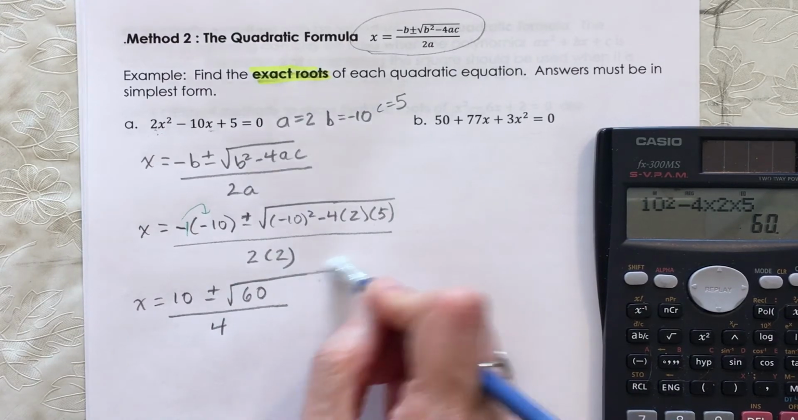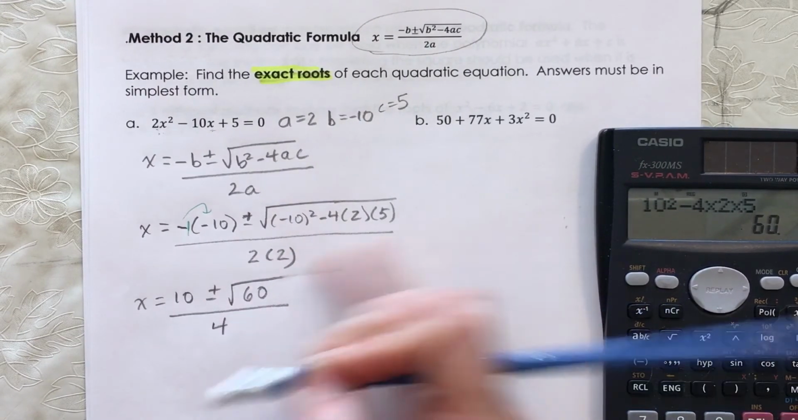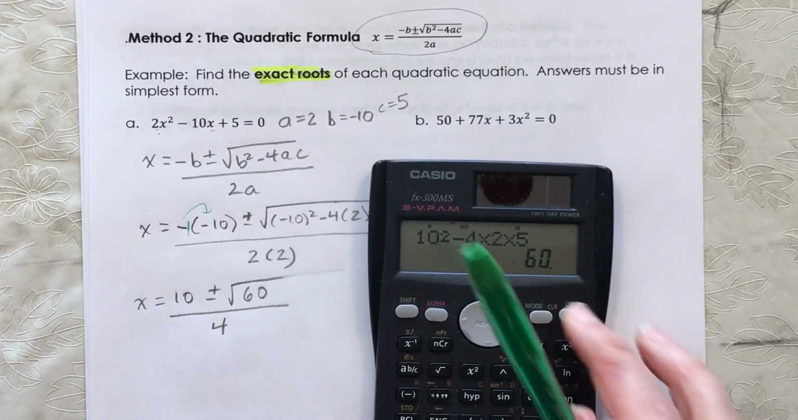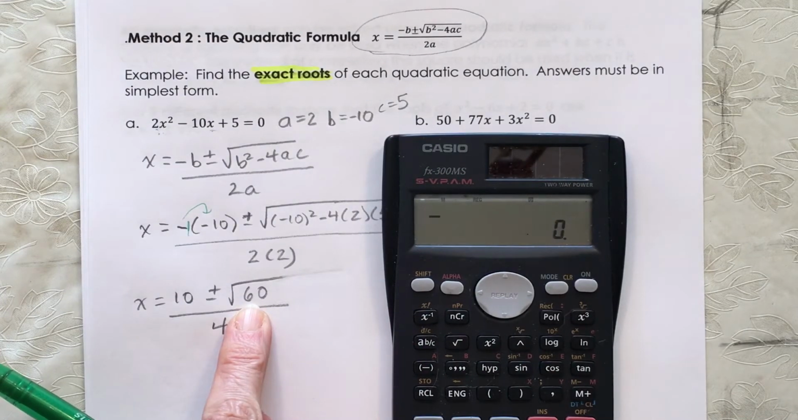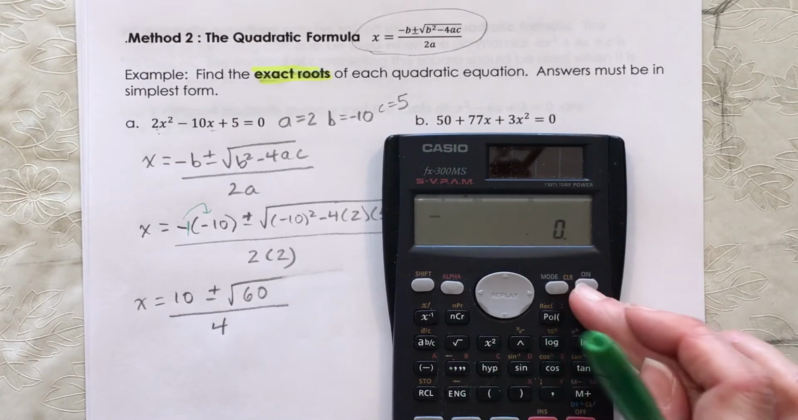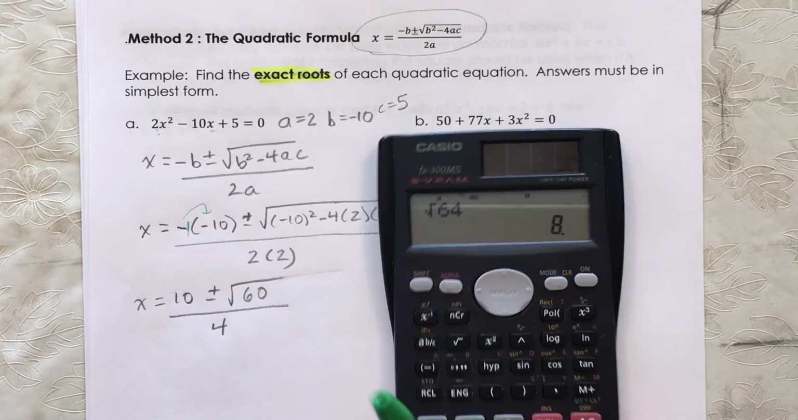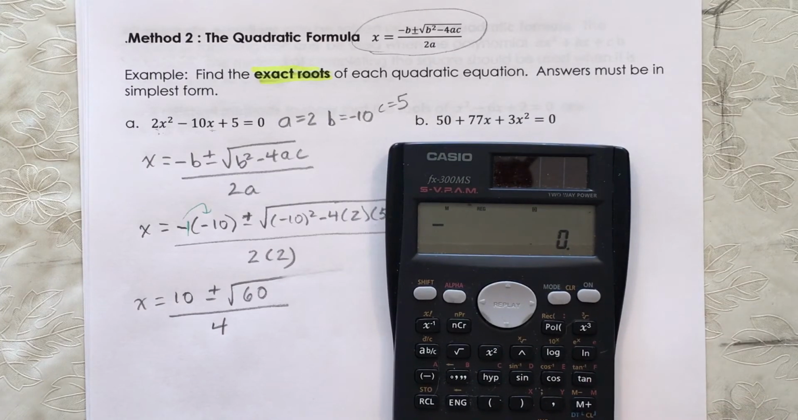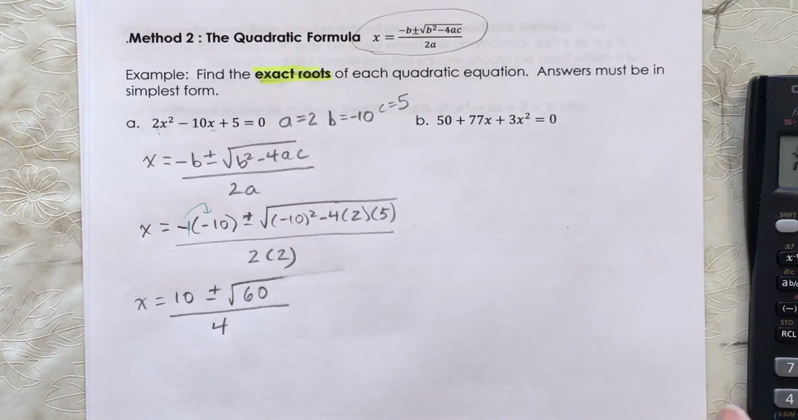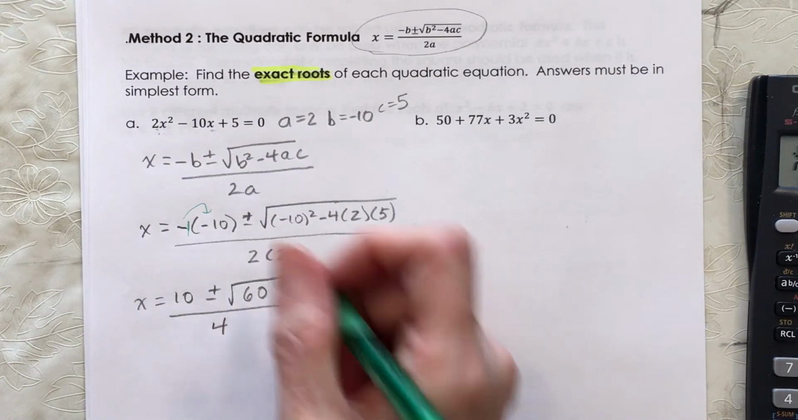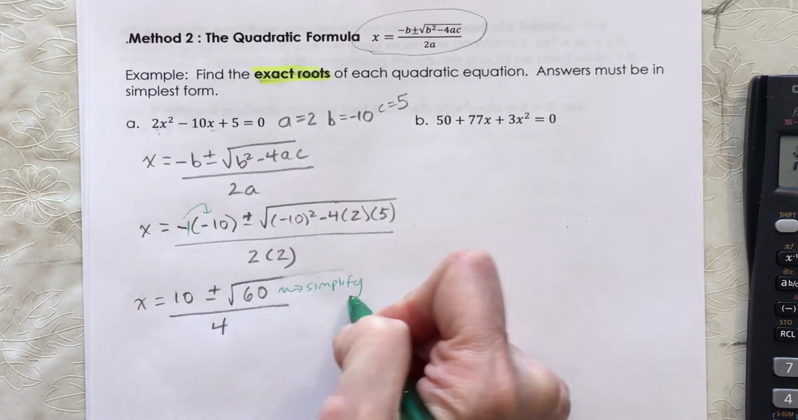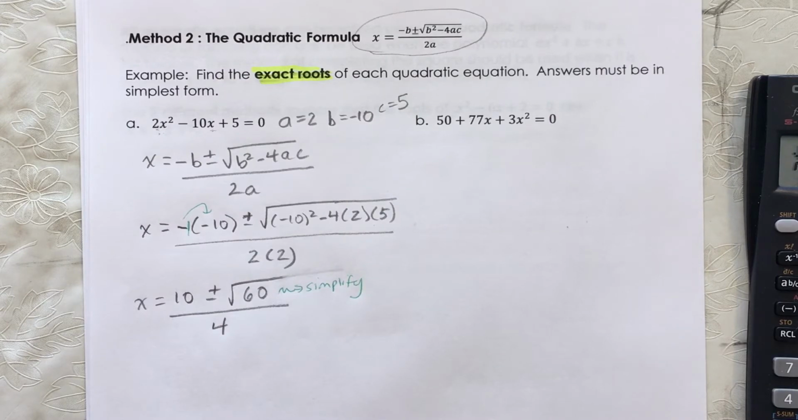All of that still looks like first chapter or grade 10 stuff, but now here's where it changes. If 60 were a perfect square, that would be great. For instance, 64 is a perfect square, so you get 8, but 60 is not. So we're not just going to take the square root of it, because that'll give us a decimal and we want exact answers. So now we ask ourselves, can we simplify the square root of 60? Can we simplify that radical?